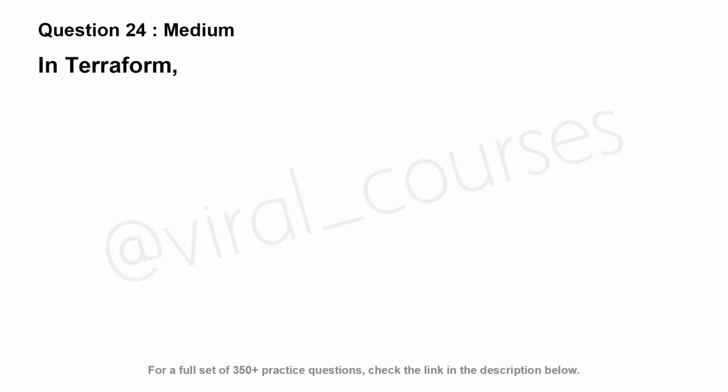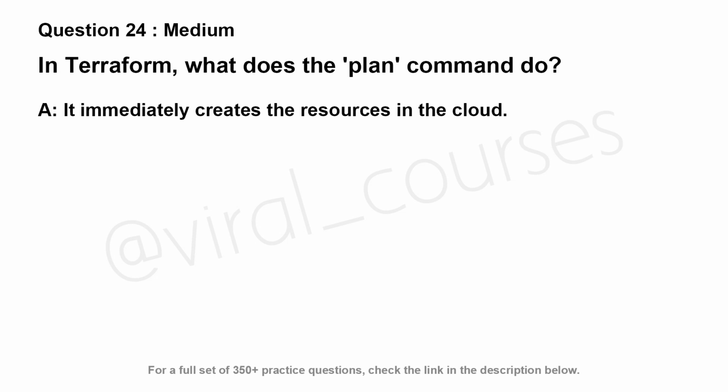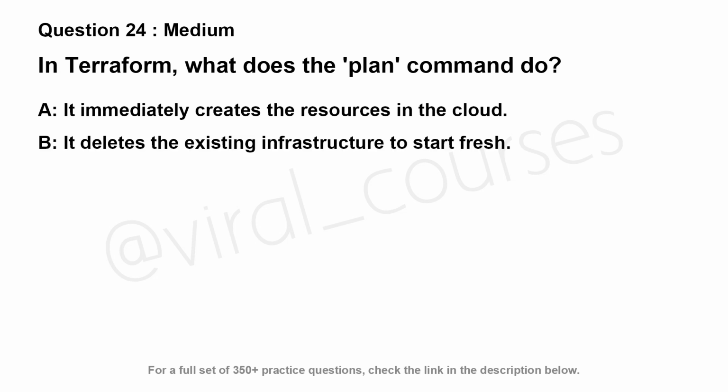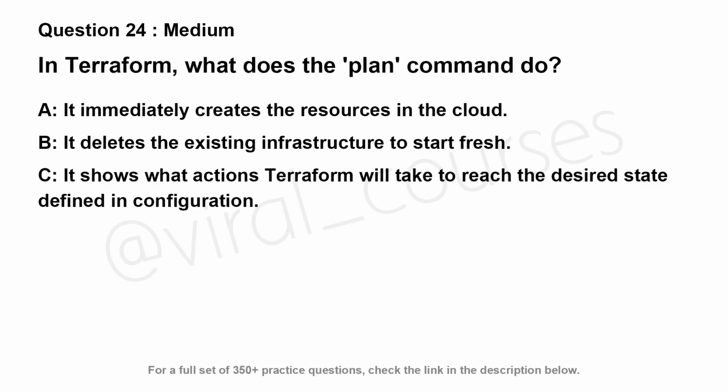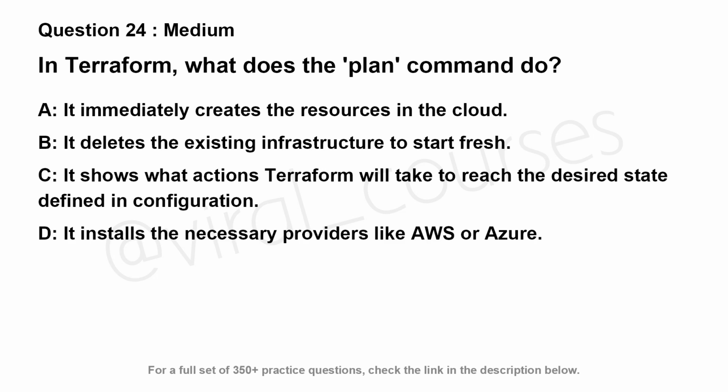In Terraform, what does the plan command do? Option A, it immediately creates the resources in the cloud. Option B, it deletes the existing infrastructure to start fresh. Option C, it shows what actions Terraform will take to reach the desired state defined in configuration. Option D, it installs the necessary providers like AWS or Azure.